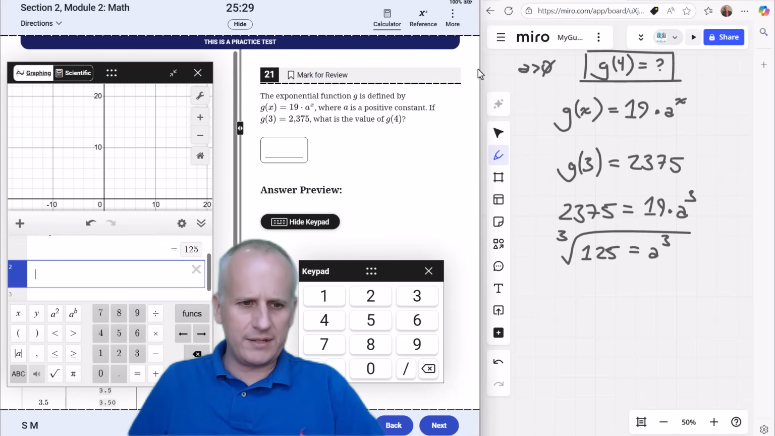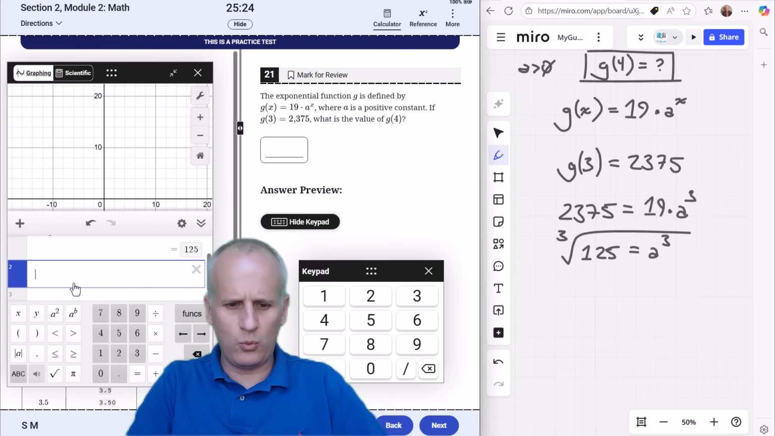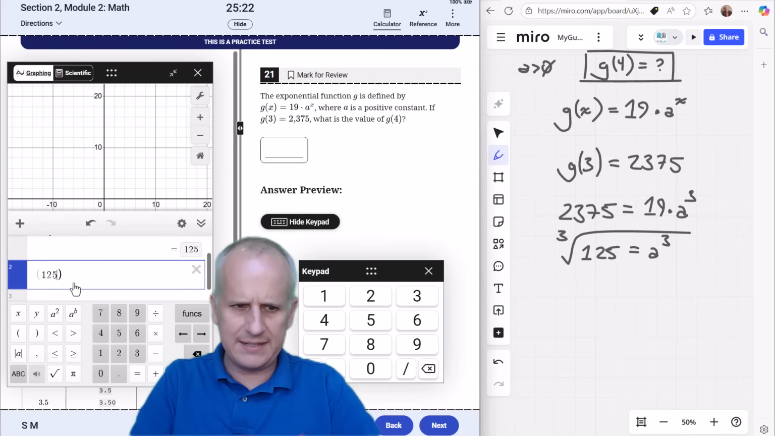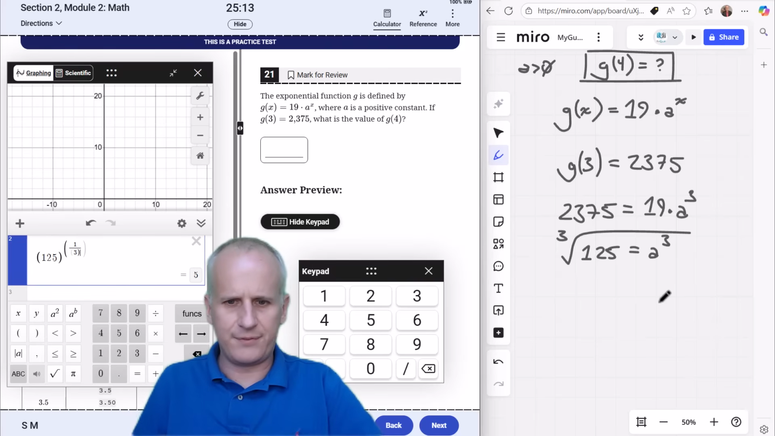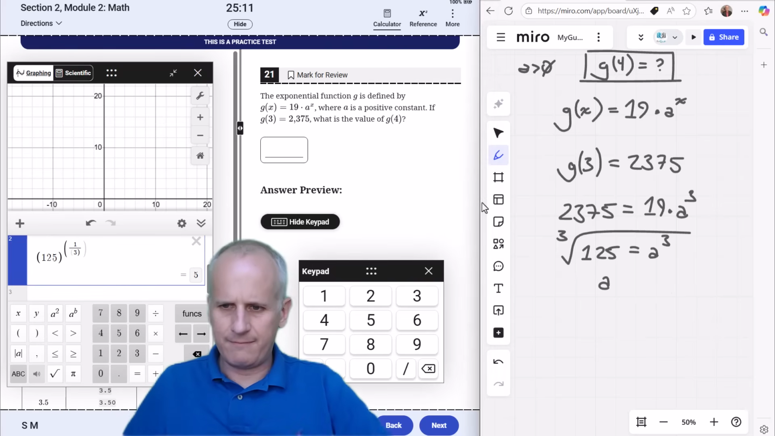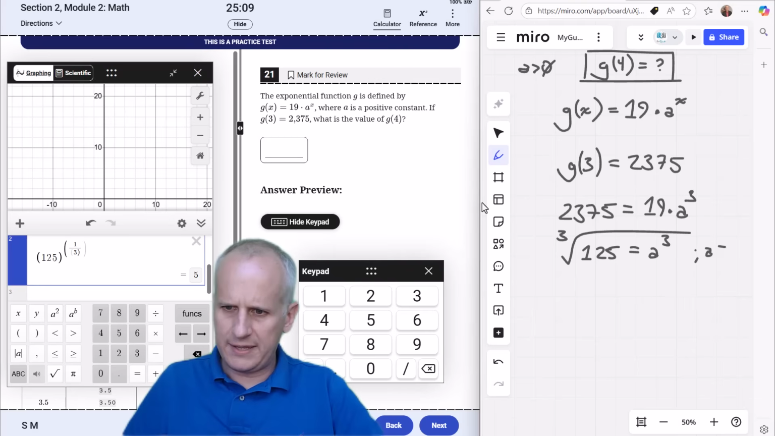The easiest way to cube root in the calculator is to just do 125 in parentheses and raise it to the fractional power of 1/3. And you'll discover our solution is 5. So we know now that a is equal to 5. So if a is equal to 5, and we're trying to do g of 4, we're going to have to do 19 times 5 to the 4th.